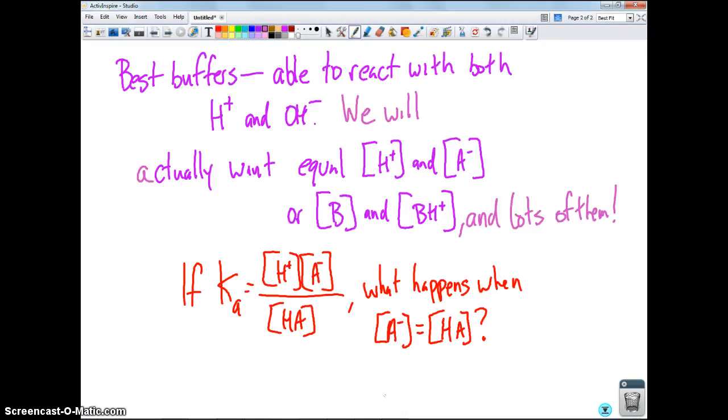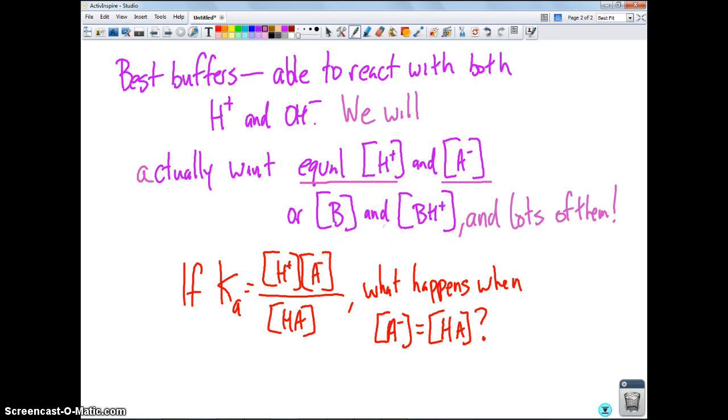All right, so here's the deal. The best buffers that we have are able to react with both hydrogen ions, the acids, and hydroxides, and keep them at a relatively constant pH. Now, of course, as it's changing the quantity of H+ and OH-, it is going to change the pH. We will actually want to have equal quantities of both the HA and the A- in our system. Or if it's a weak base, its conjugate acid.